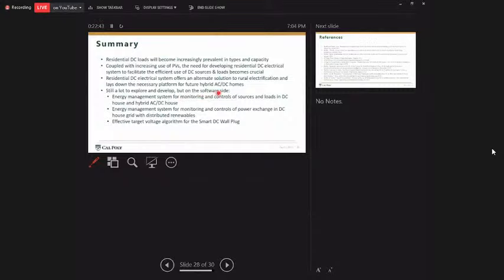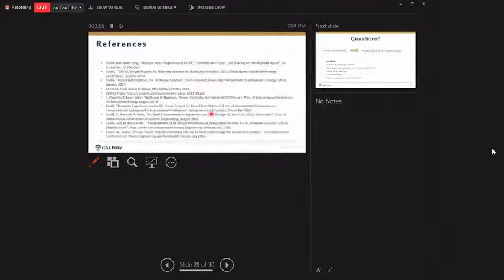And still a lot to explore, but then I'm listing software because some people say, oh, these are all hardware. No, there's also software that you can help with. And I'm listing 3 examples here. I'm not going to read them through, but hopefully you get a copy of the presentation sometime and you can see this by yourselves. And references.